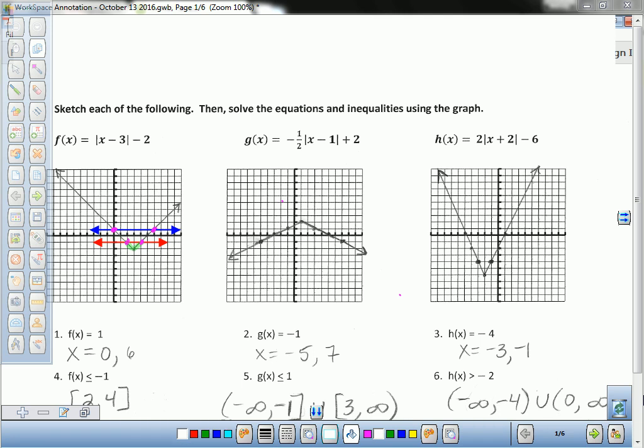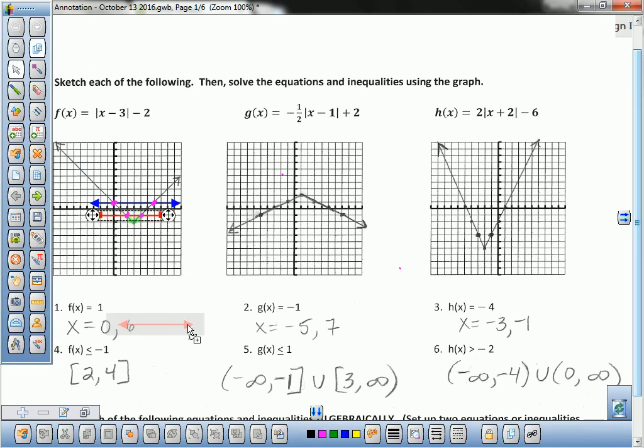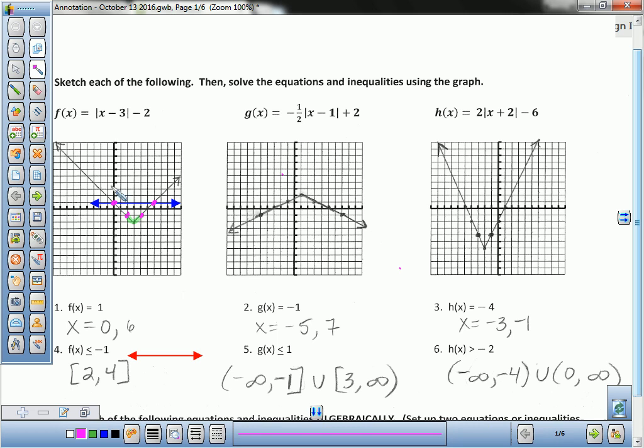Okay, now once we have this graph, how do we answer the 2 questions you're given? The first thing you're asked is, where is the function equal to 1? So that would be the blue line. Where is the function equal to 1? So we're looking at where it's exactly equal to. And it is equal to right here with an x value of 0 and right here with an x value of 6. Does that make sense?